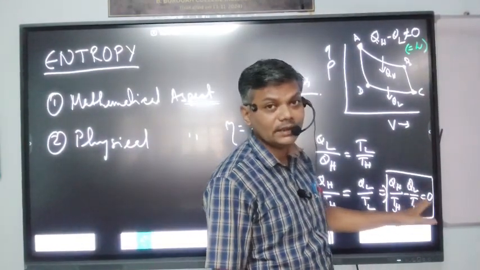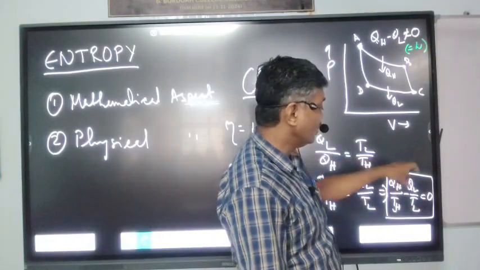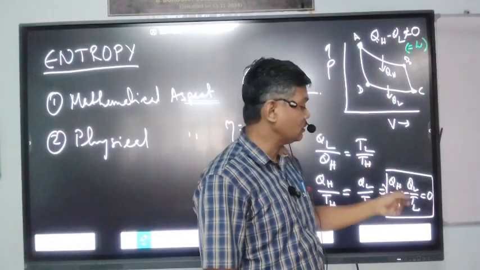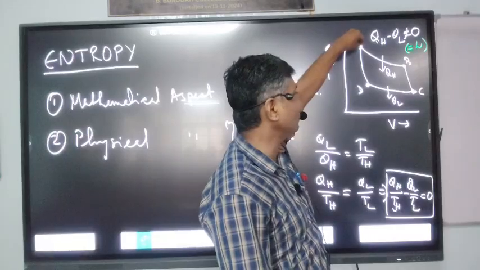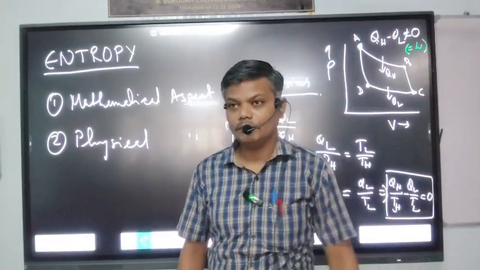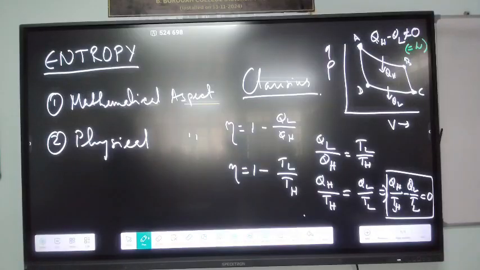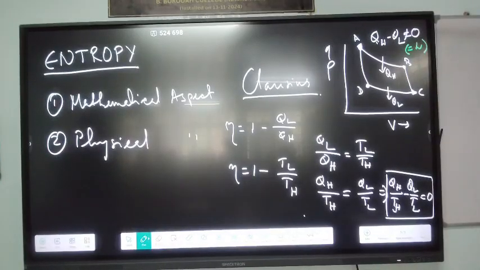The ratio doesn't change. That means this ratio does not depend on the path you are taking. It depends on the state. So it depends only on the state. If I start with QH by TH and come around and reach the same point again, I am getting QH by TH. But if I start with QH alone and come around, it will not be QH.